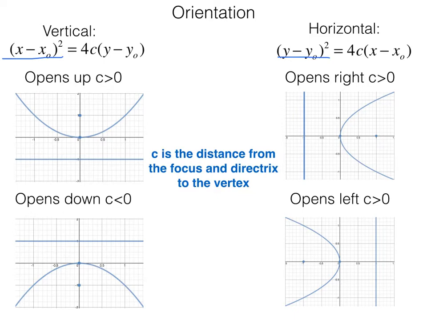You'll be able to tell if it opens up or down by the c value. If the c value is greater than 0, it's going to open up. If the c value is less than 0, it'll open down. And remember, c is the distance from the focus and directrix to the vertex. Similarly, for horizontal, it'll either open to the right if c is positive, or it'll open left if c is negative.